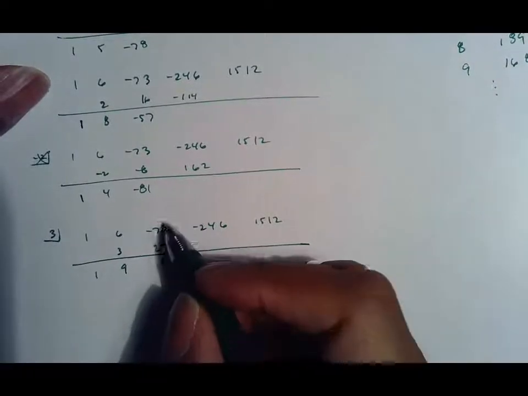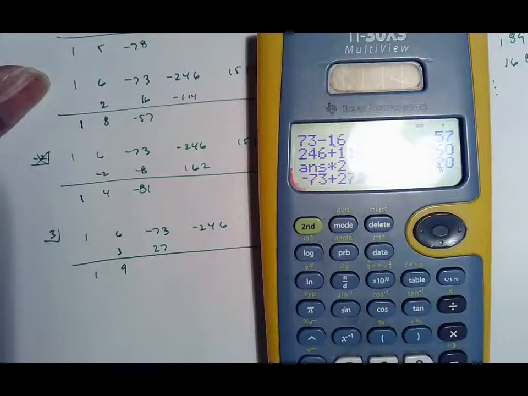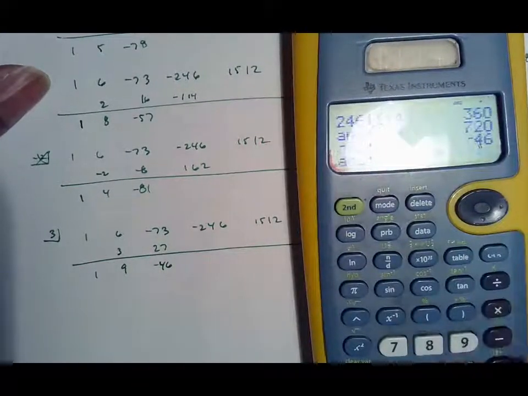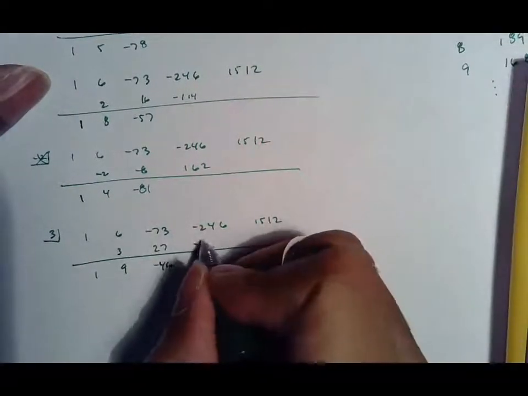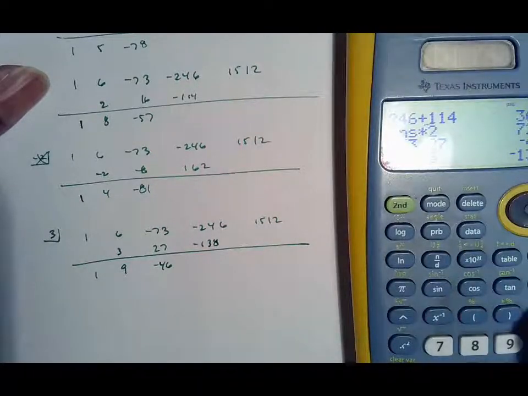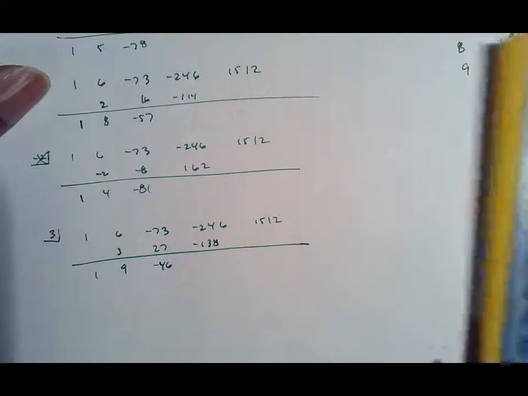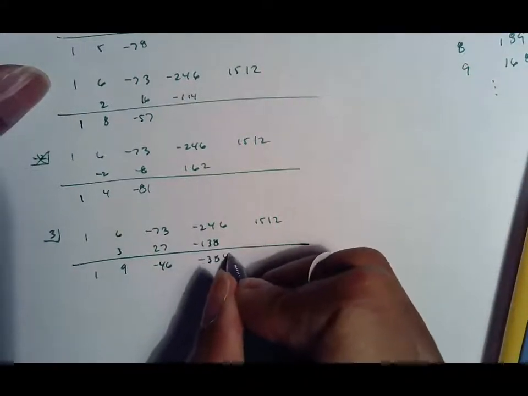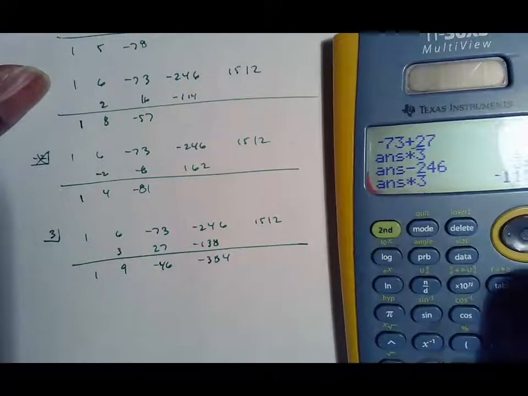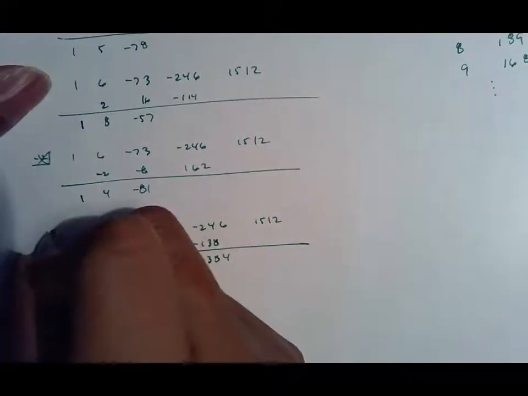3 times 9 is 27. Negative 73 and 27 is negative 46 times 3 is negative 138. Looks decent. 138, let's put minus 246 because I need them to work together. Makes negative 384, and I don't think that's going to work because 3 times 3 is 9. So yeah, that just breaks my heart. We're getting close though. 1152 and 1512.